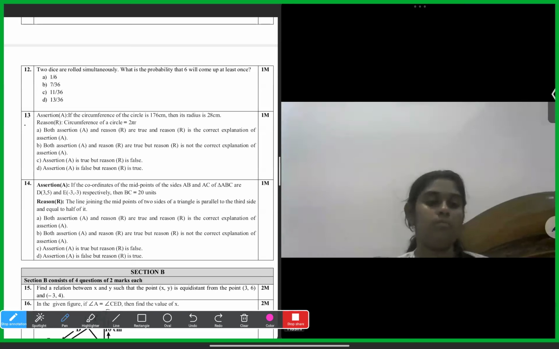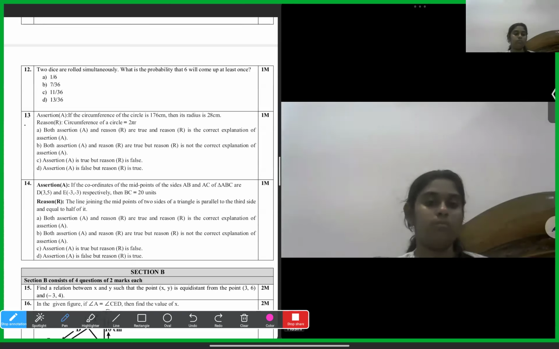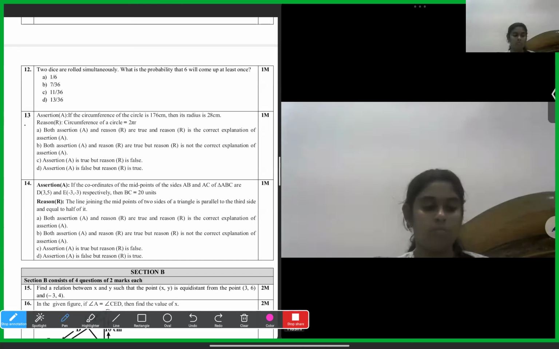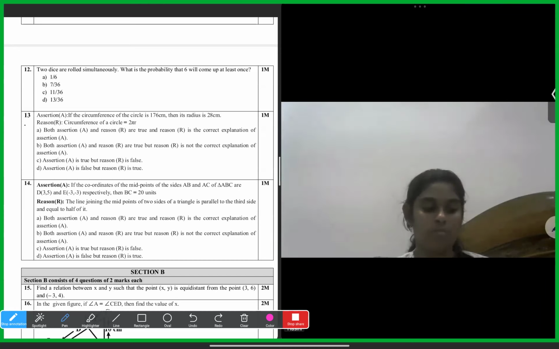So, the 14th one. If the coordinates of the midpoints of the sides AB and AC of triangle ABC are (3, 5) and (-3, -3). In my point of view, since whatever radius they gave here, we kept it there, we'll get 176. In that way, it will be the correct explanation for the 13th one. Okay, sir.